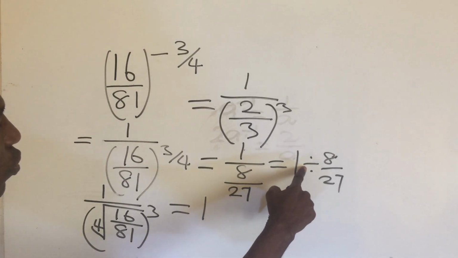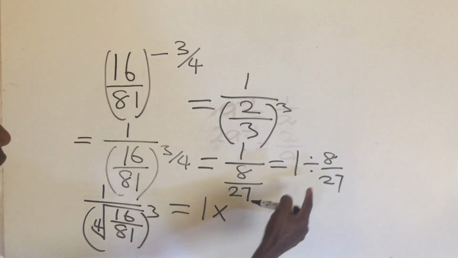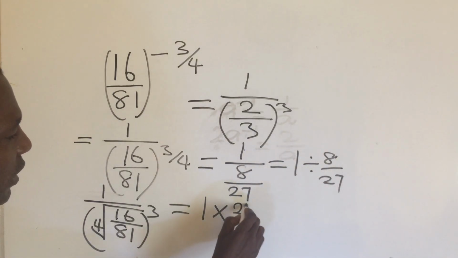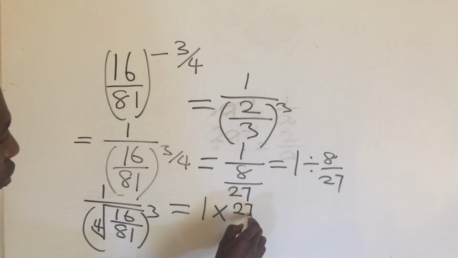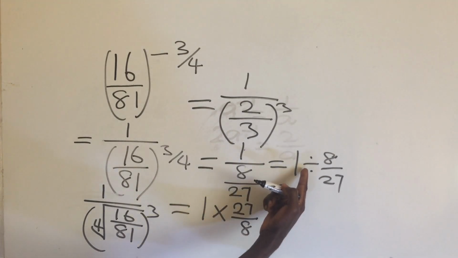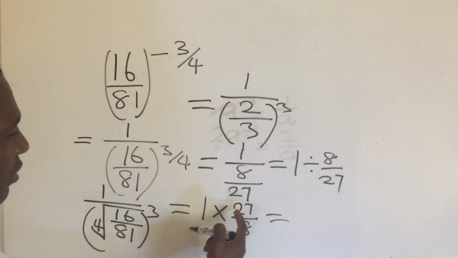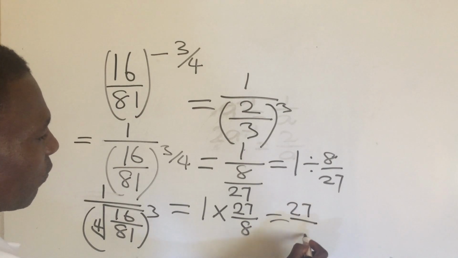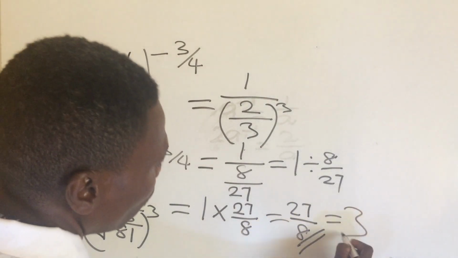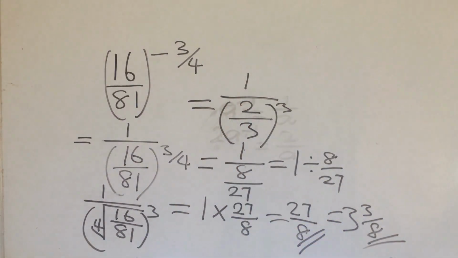When the division changes to times, this fraction here will turn upside down. We now have 27 as the numerator, on top, all over 8 down, as a result of changing the division sign to multiplication sign, which gives 1 times 27 is 27 all over 8. If we further divide, we have 3 whole number, 3 over 8, final answer.